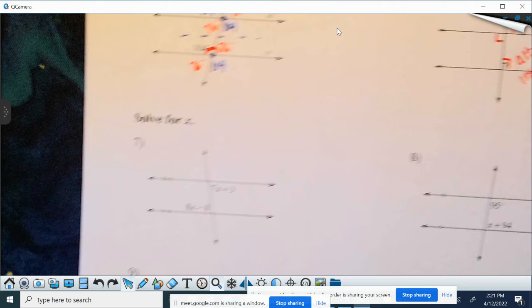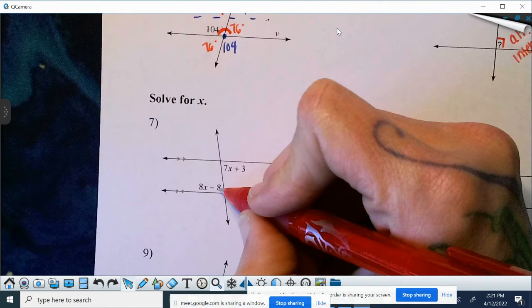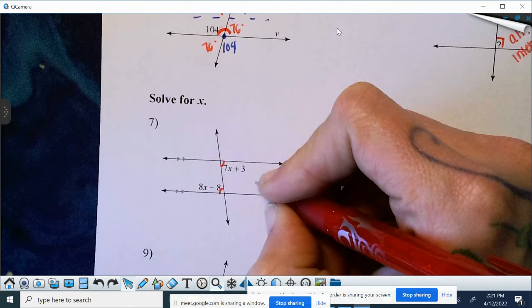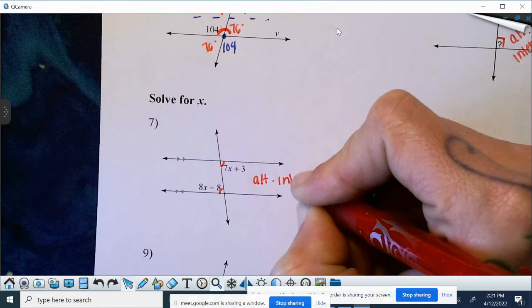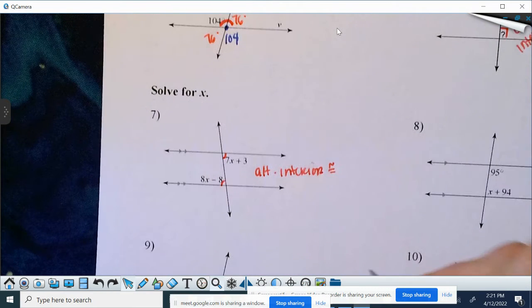So number 7, same idea. So alternate interior, and you should know that alternate interior are congruent. So then we could solve by setting them equal to each other.